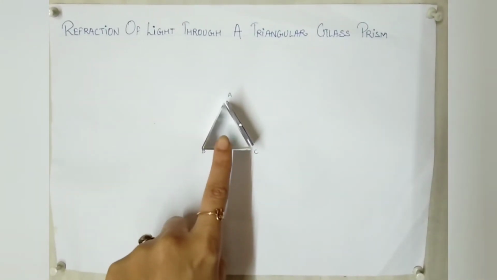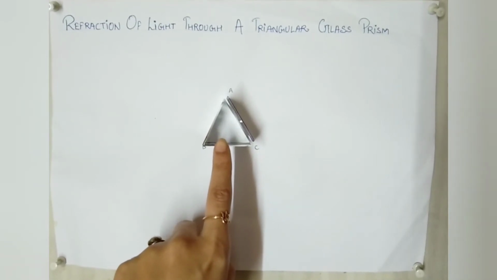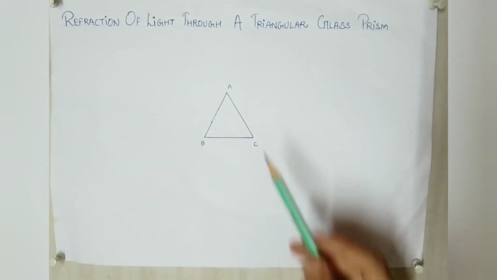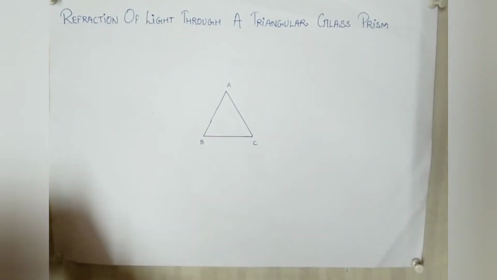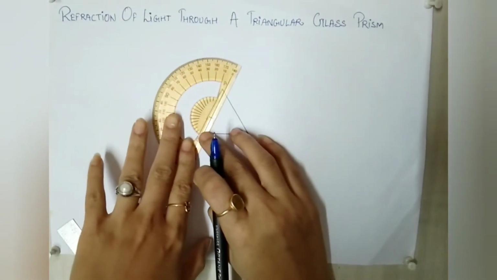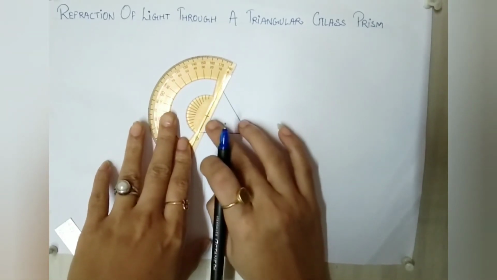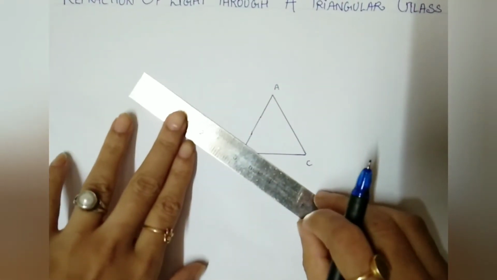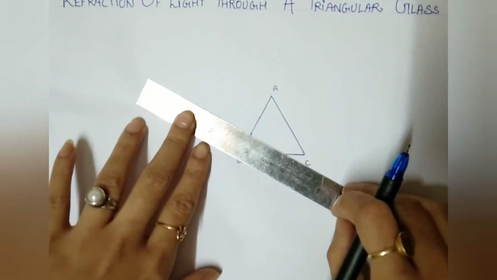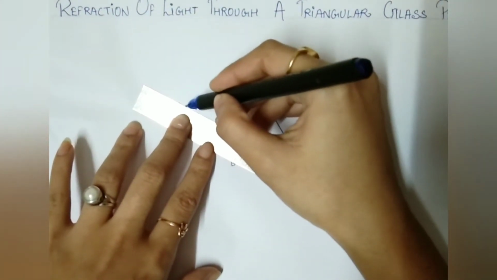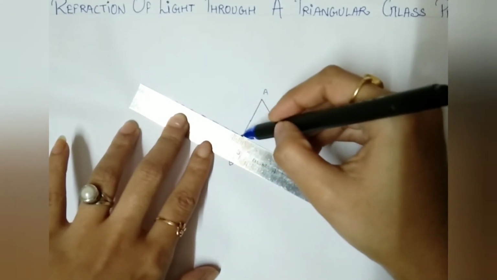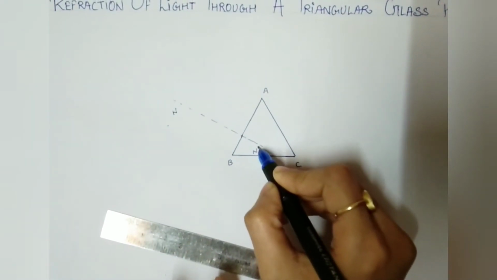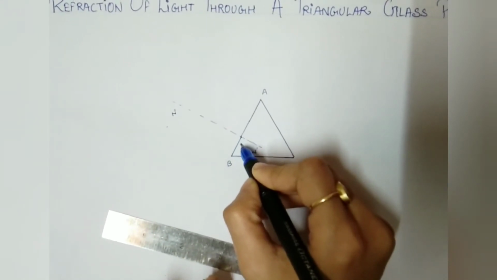For this, we have to place the prism in the middle of the sheet and draw its boundary, as I have already done, and after that we have to name it as A, B and C. Then here we will draw the normal with the help of a protractor, and name it as N and N dash, and this point as O.